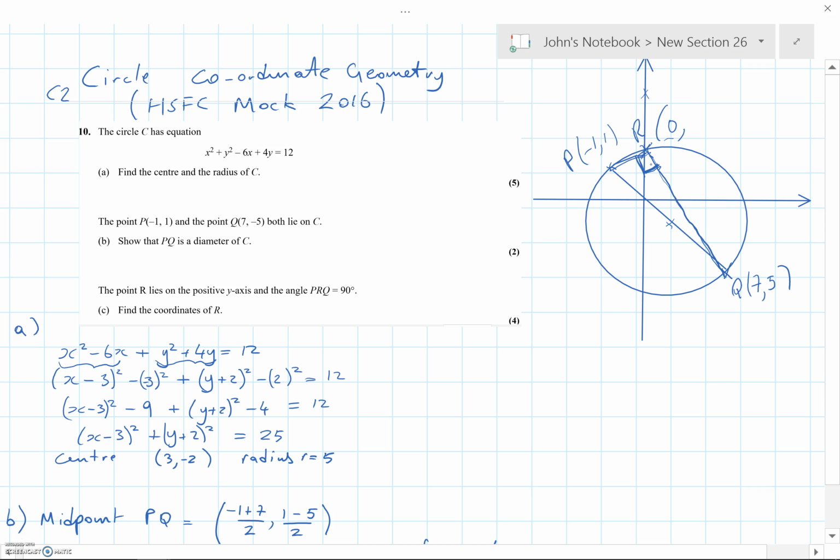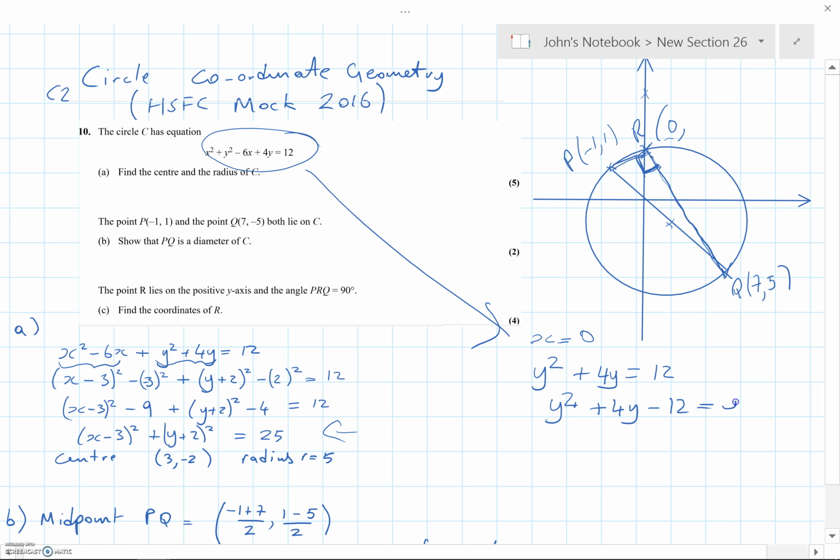Okay, so all we have to do is sub 0 into this equation or this equation here, and then we're done. I'm going to sub it into this one. So we've got x equals 0, and that gives me y squared plus 4y equals 12. So y squared plus 4y minus 12 equals 0. So we've got (y plus 6)(y minus 2) equals 0. Sorry, not x. I don't know where x comes from.